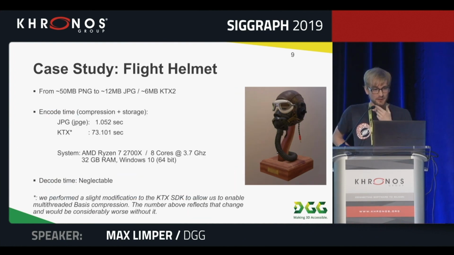So we also had a look at the encode and decode time. So decode time is really negligible. You can directly push it to the GPU. But the encode time differs quite a bit. If we compress these textures to JPEG and store them, it takes us 1 second. With KTX, it took us over a minute. And this despite the fact that we already multi-threaded the basis compression. So I think there's maybe a bit of room for improvement, although it's acceptable that encoding with basis will just take a bit longer. I think this is not going to change.